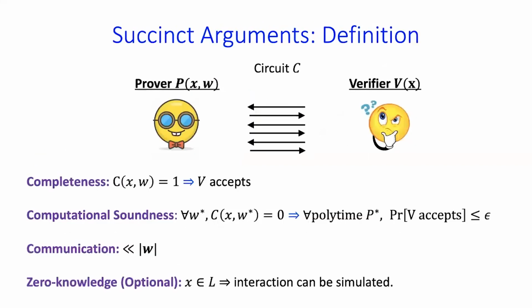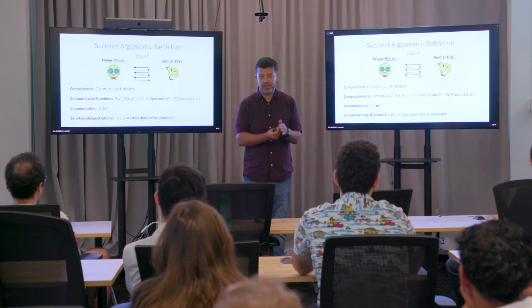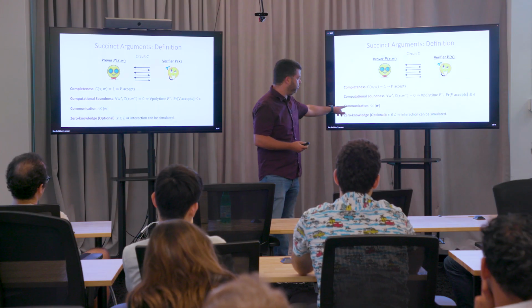So with that introduction in mind, now we can formally define what we mean by a succinct argument. Like in the picture before, we have our verifier that has an input x. We have the prover that has x and the witness w. We have some circuit that we fix. They interact. Ideally, the interaction is not a lot of rounds like in this picture, but it could be potentially. We want the communication to be short. That's this bullet over here.